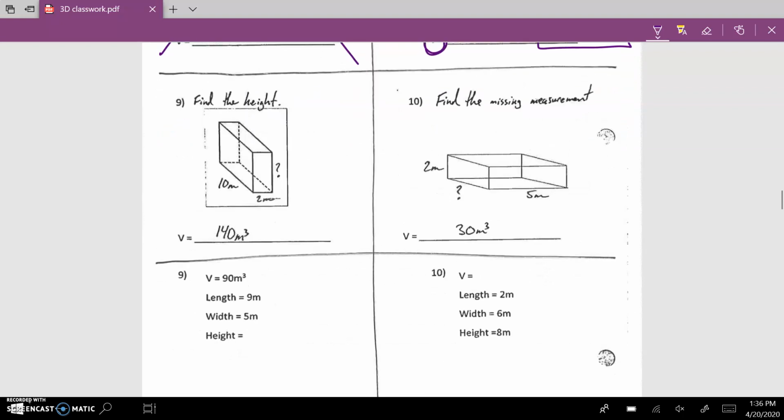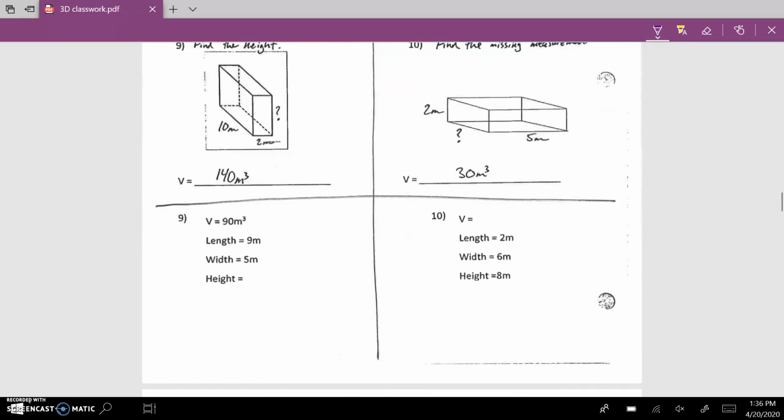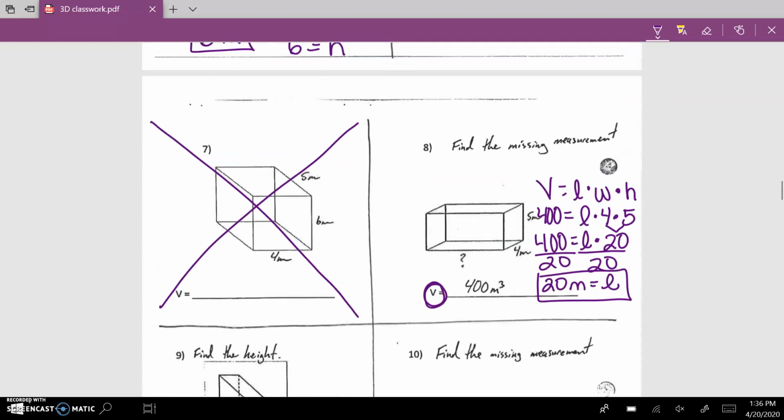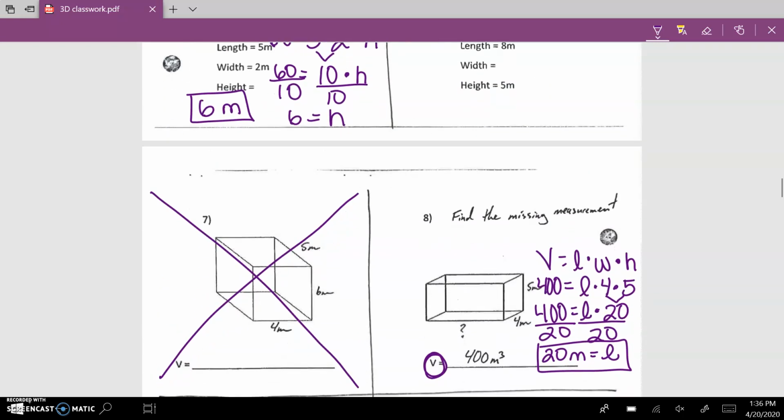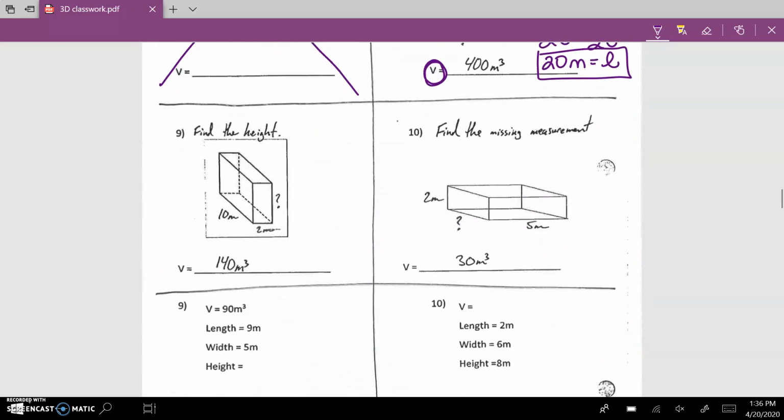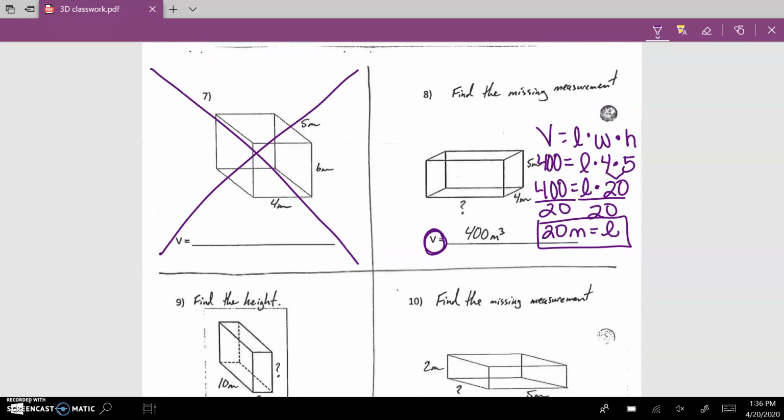The first number 9 and number 10, and the second number 9 and number 10, are kind of like the ones from the other page. So that's all I'll do in the video, but that should help you get started. And if you have any questions, you can always send me an email with a picture of the problem that you're stuck on. But that's all we'll do for now.